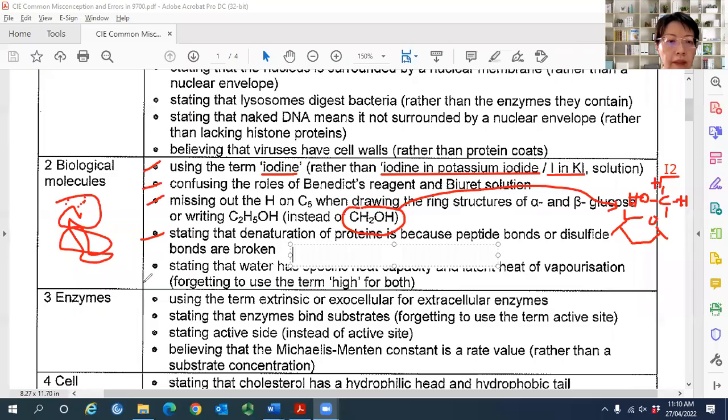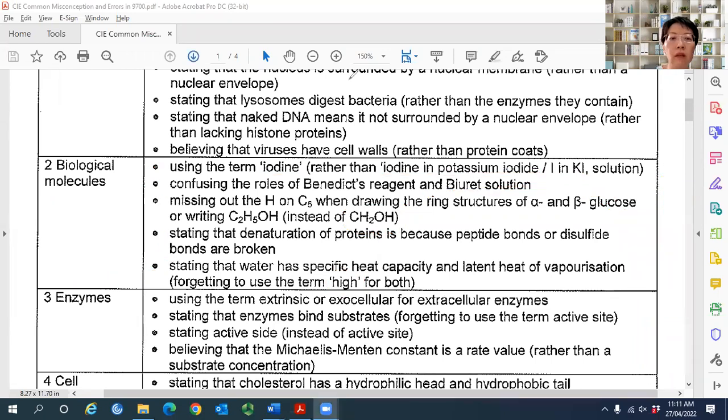So stating that water has specific heat capacity and latent heat of vaporization, forgetting to use the term high. When you learn the name of a certain property, you need to give the full name. You cannot simply change the name, like I cannot simply change your name and call you something else, right? A name is a name, whether given to a structure or a process, you must use the full name. High specific heat capacity is different from specific heat capacity. Okay, so this is a common mistake.